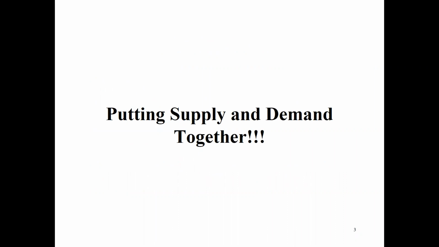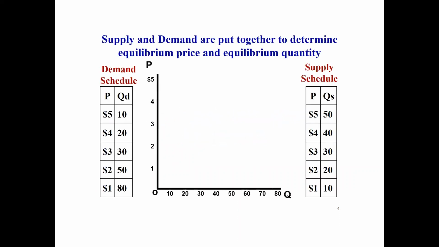Here it is. Love and marriage. Supply and demand going together for 100 years. Never had an argument. So I'm going to have P and Q on my axis. I have a downward sloping demand curve. I'll label that D. An upward sloping supply curve. I'll have S. Where they meet is called the equilibrium.